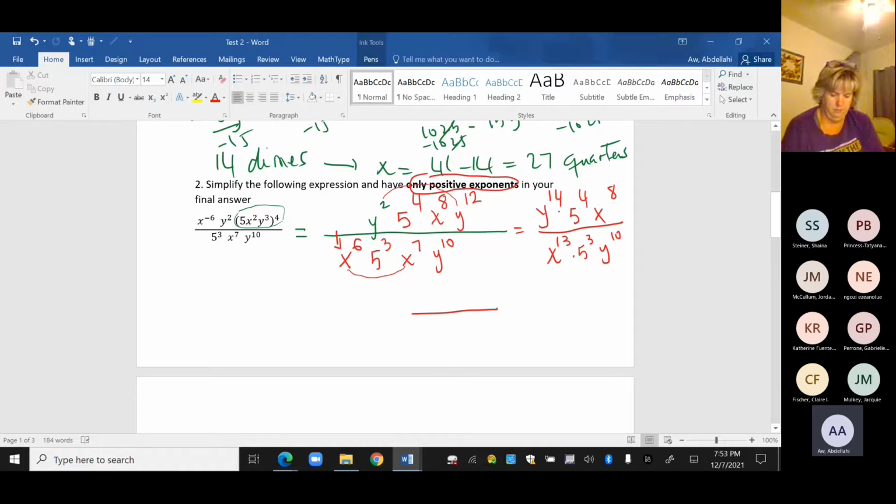For instance, for the y's, I see y to the 14, y to the 10. I'm going to do 14 minus 10. Where am I going to put it, up or down? Up. It's going to be y to the 4th. For the 5, I see 4 up, 3 down. I'm going to do 4 minus 3. Where am I going to put it? Up, 5. For the x's, now the 13 is bigger. It's 13 minus 8, which is 5. Where am I going to put it? Down. That's it.